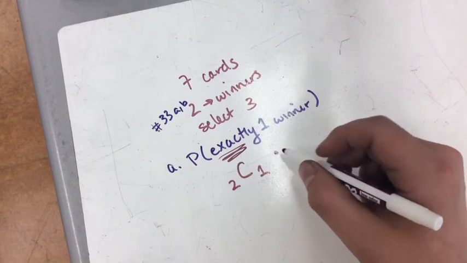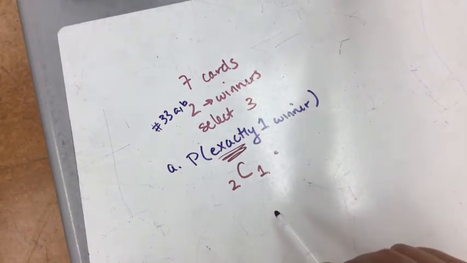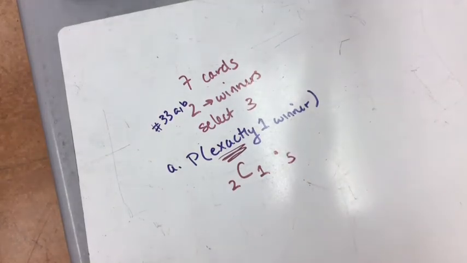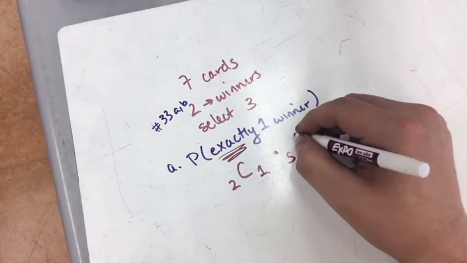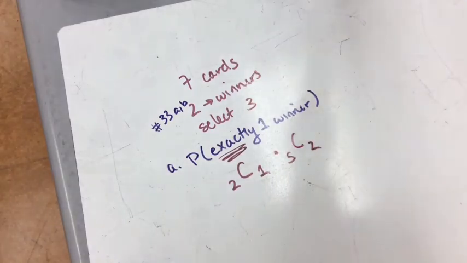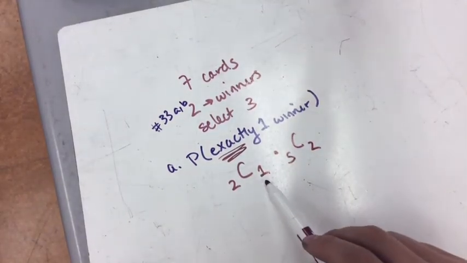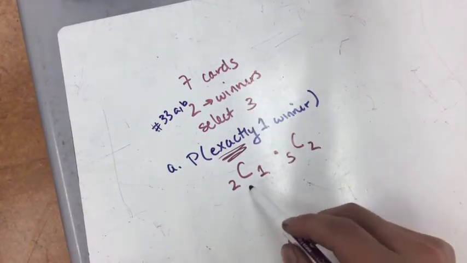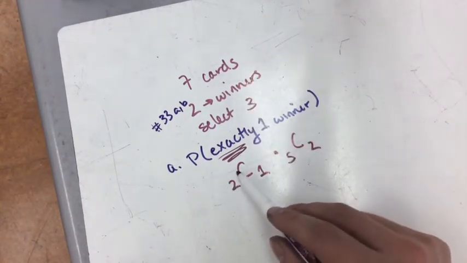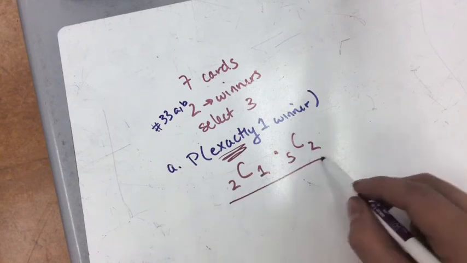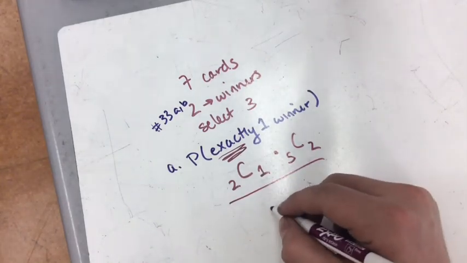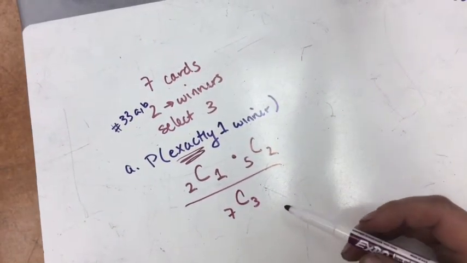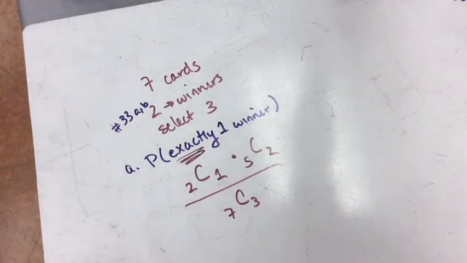So how many more cards are there left to choose from? Well, let's see. There are 5 loser cards, and we're going to choose 2 of them. This will give us a hand of 3. Notice 1, 2, 3. So we're still selecting 3 out of the entire 7. So our entire sample space is going to be 7 choose 3. This will show us the probability of getting exactly 1 winner.